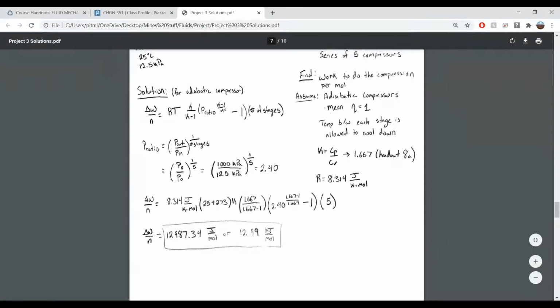So we have this equation for the work per mole. And then we determine the P ratio, plug that in. And then once we do that, we're just able to plug and chug, and we end up figuring out that the work per mole is this value here.